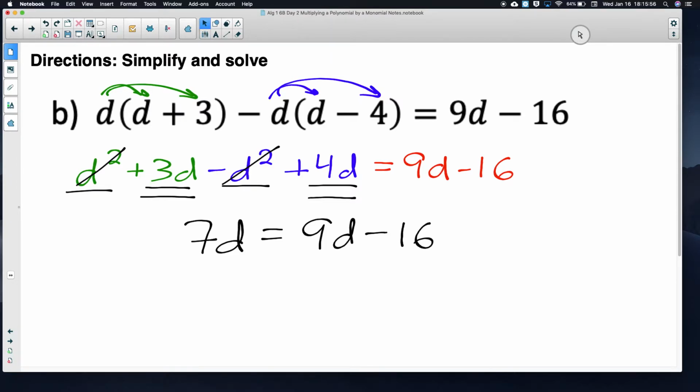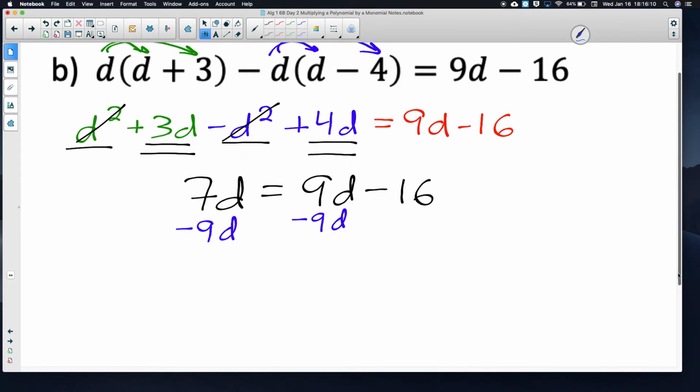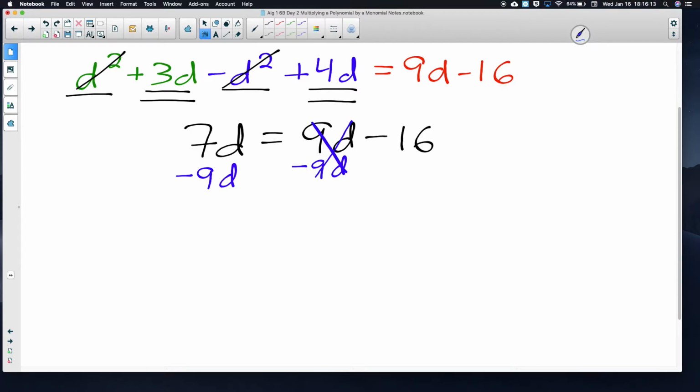So remember, once we get to this point, we want to get the variables on one side, the numbers on the other. So I am going to subtract 9d from both sides. So that makes this go away, cancel out. And on the left-hand side, 7d minus 9d gives me negative 2d equals negative 16. To close it all out, how do I get the d totally alone? I have to divide both sides by negative 2.